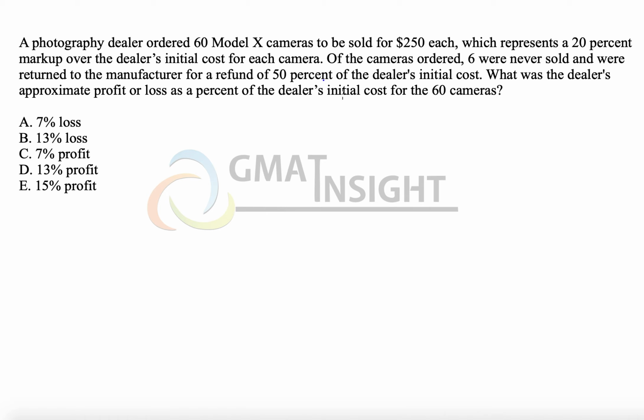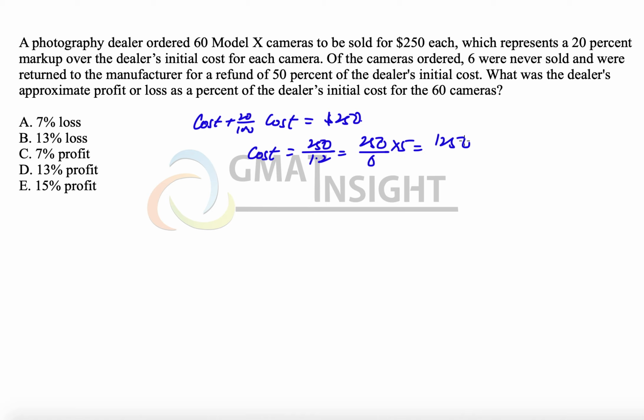A photography dealer ordered 60 Model X cameras to be sold for $250 each, which represents a 20% markup over the dealer's initial cost. That means cost plus 20% of the cost will be equal to $250 for one particular camera, which means we can say the cost is equal to 250 divided by 1.2, which is 1250 divided by 6. Now, this is the cost of one camera, which represents a 20% of the cameras ordered.